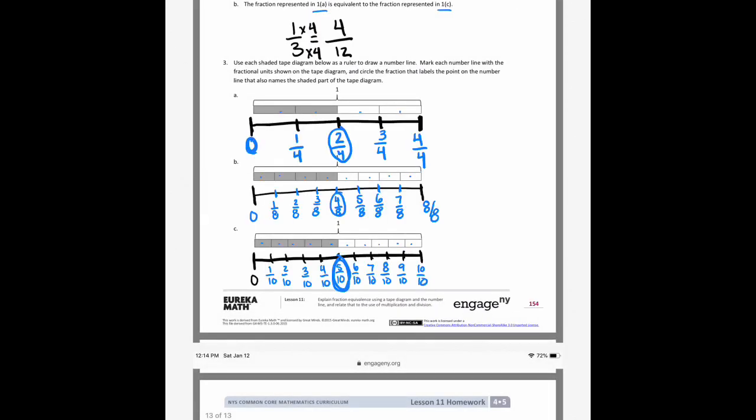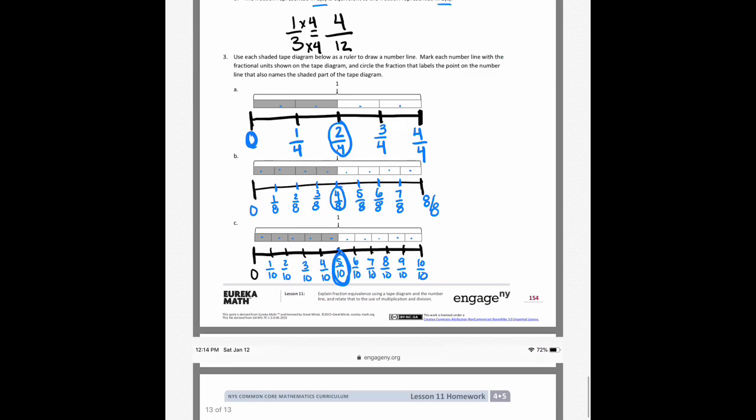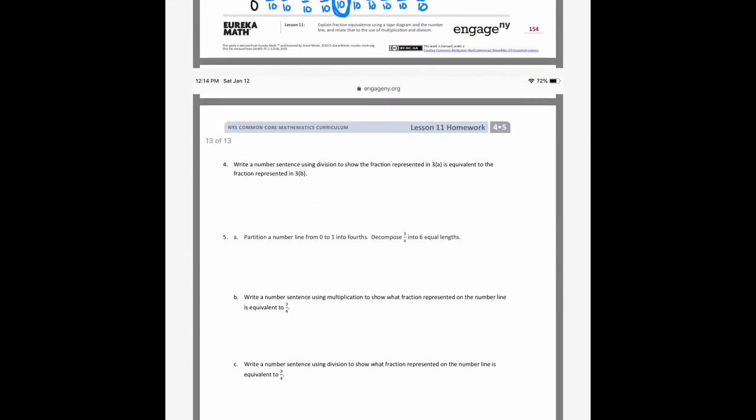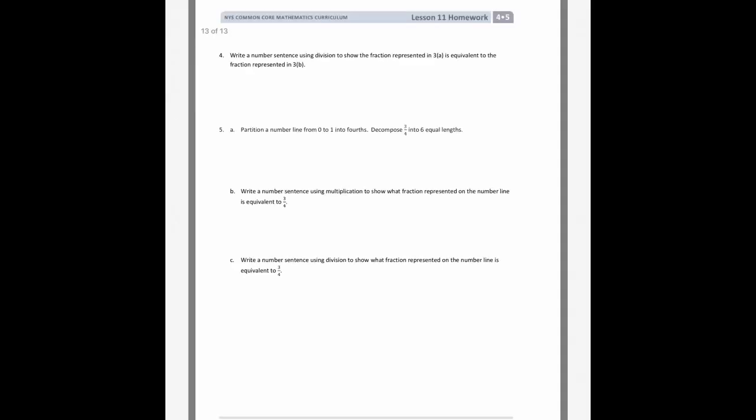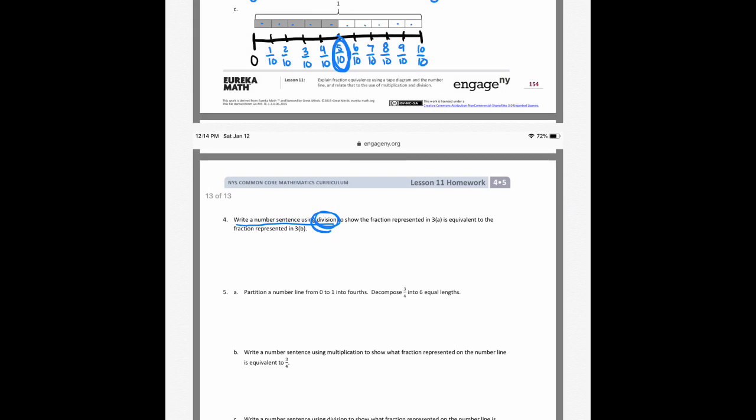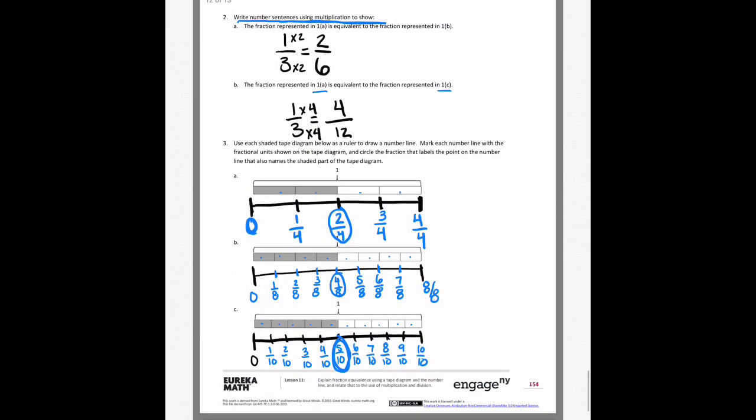Okay, now is where we're going to compare. So on the next page, it asks you to write a number sentence using division, division now, not multiplication, to represent how 3a and 3b are equivalent. Now it's going to be a little bit different because we're not using multiplication, we're using division, but we know that those operations go together, so let's look.